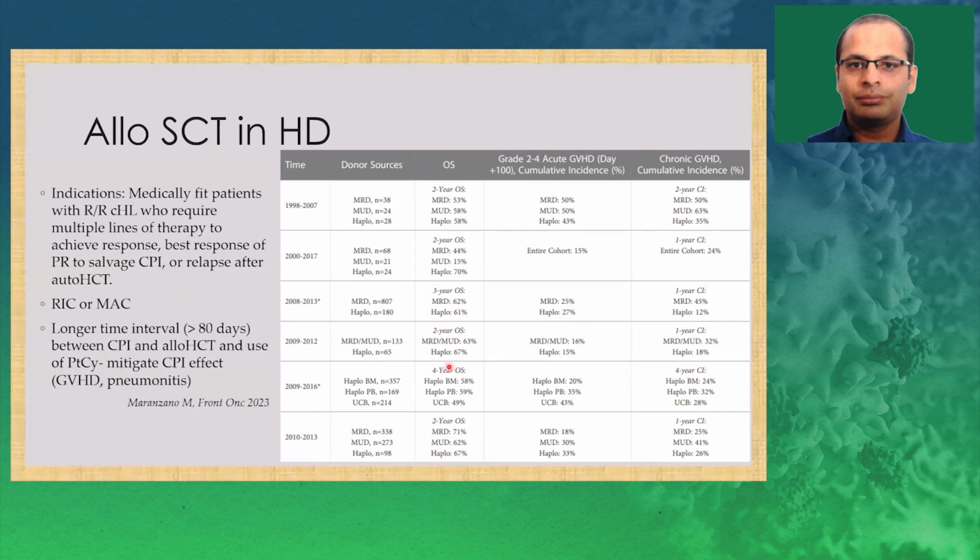There are some points to consider when you're using checkpoint inhibitors around the time of allogeneic transplant. It is recommended that the transplant be deferred for around 80 days after the last use of checkpoint inhibitors, and the use of post-transplant cyclophosphamide, preferably in haplos, or nowadays more commonly in matched related transplant, can mitigate the CPI effect, that is, the side effects which occur post-transplant in such patients, GVHD and pneumonitis.